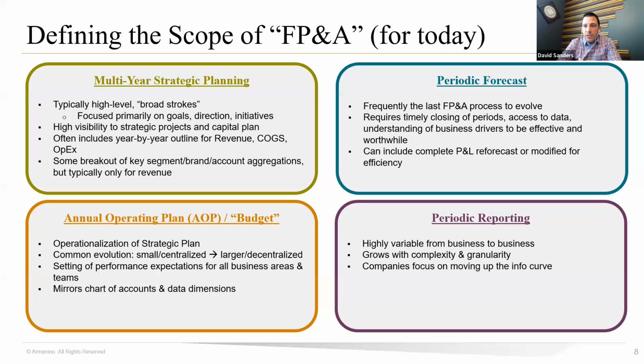There's a multi-year strategic plan, or strat plan. There's the annual budgeting, or AOP, annual operating plan process. And then you have your periodic reporting that most people do, and then the periodic forecasting, which some people do. So working counterclockwise from strategic plan, right?